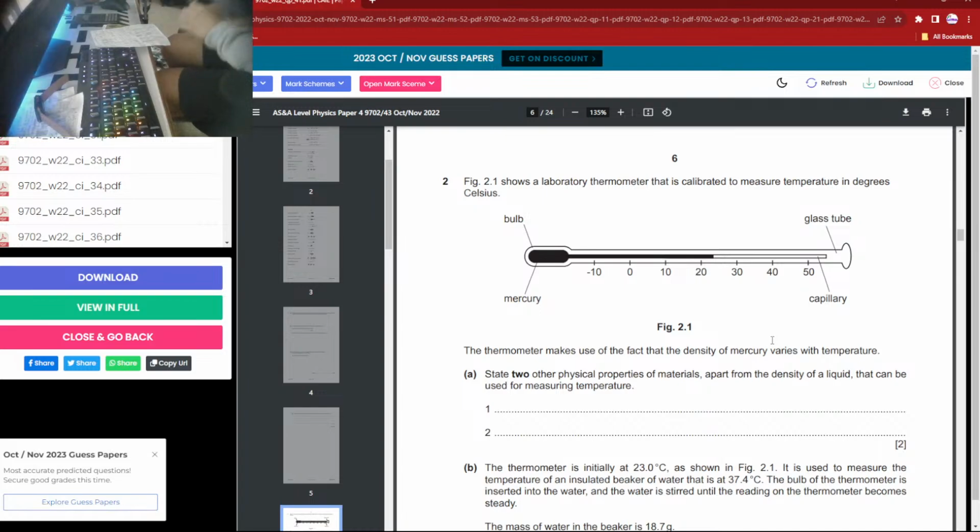Okay, number 2. 2a. State 2 other physical properties of materials apart from density of liquid that can be used for measuring temperatures. So the first one would be the fixed volume of gas.